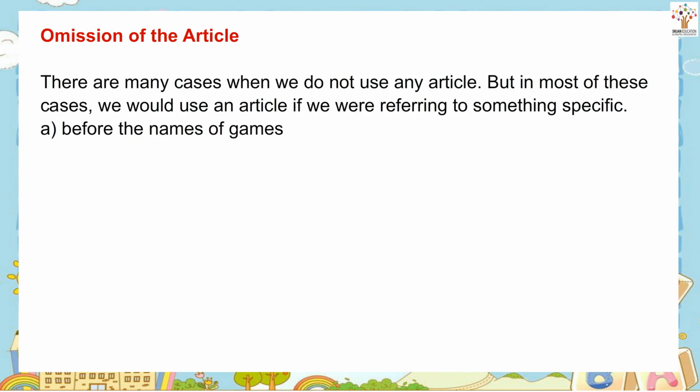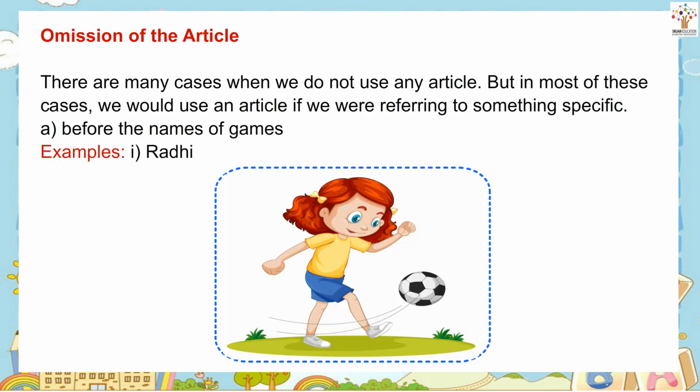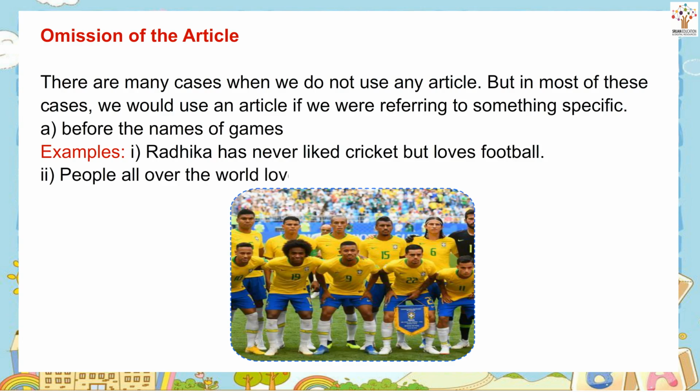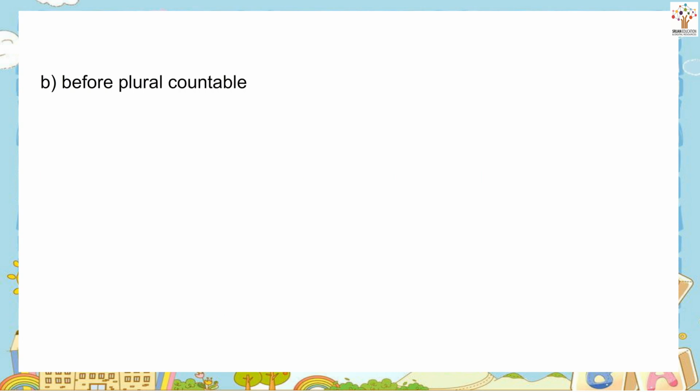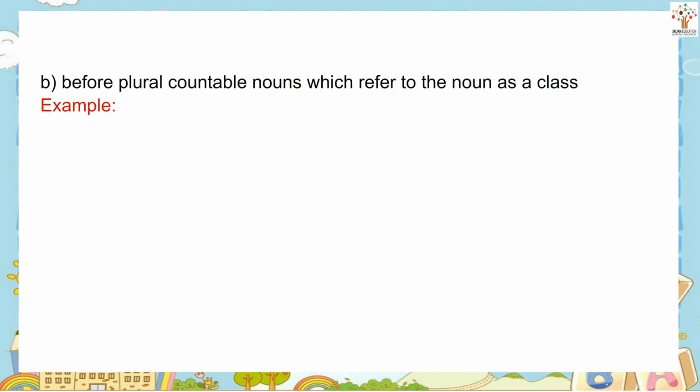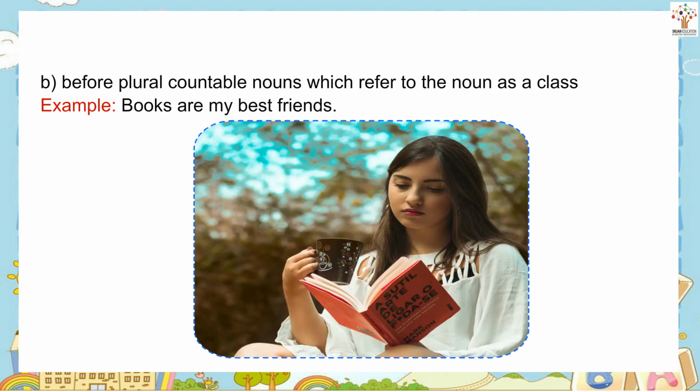Before the names of games. Examples: Radhika has never liked cricket but loves football. People all over the world love the football that Brazil plays. Before plural countable nouns which refer to the noun as a class. Example: books are my best friends.